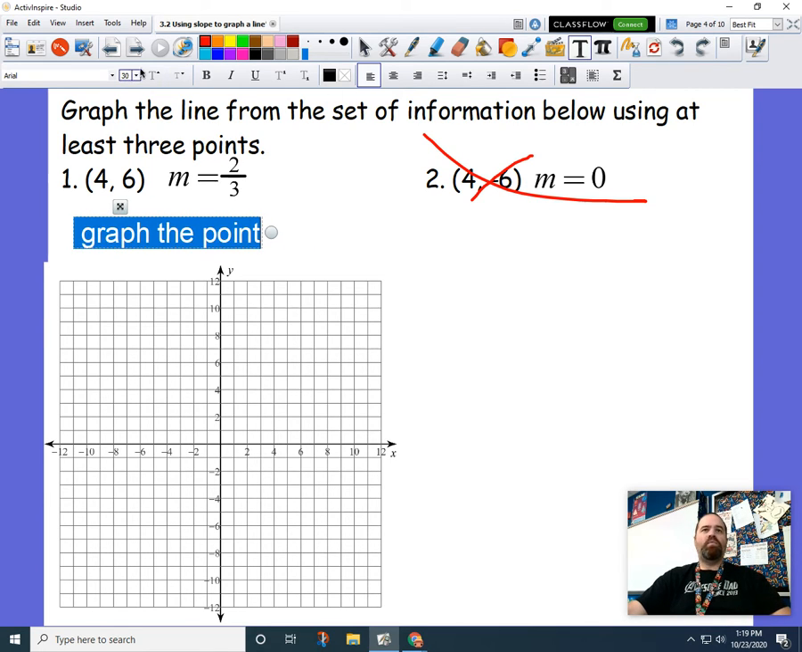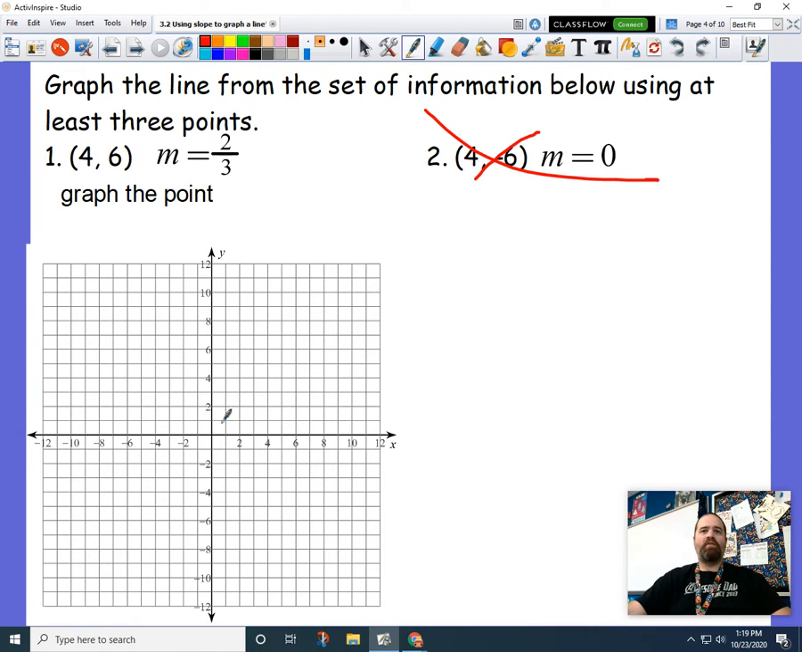You graph that normally. You've been graphing since middle school, so just graph like normal on that one. So I'm going to start my graph at (4, 6). Make my point a little bit bigger, easier to see here. So (4, 6).